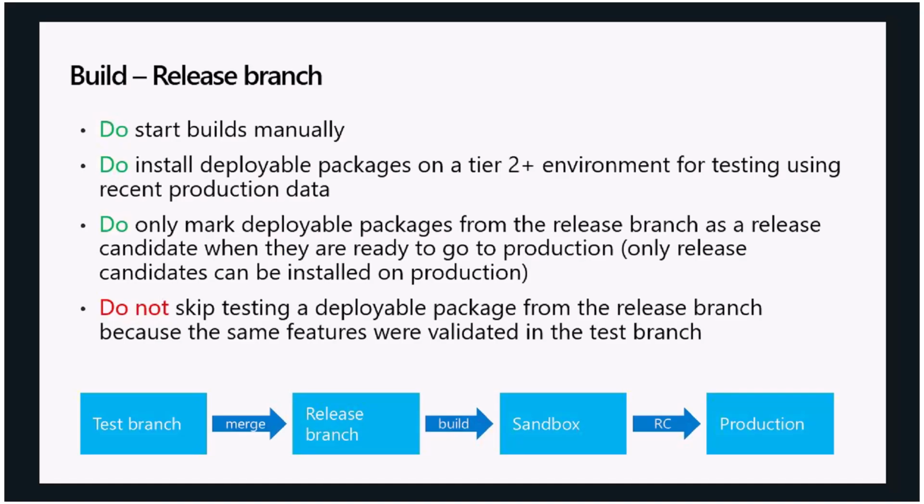The release branch is similar to the test branch. You merge manually, you start the builds manually, you deploy it on the Tier 2 for testing using production data, and only if it passes validation in the release branch do you mark it as a release candidate to go to production. And you do not skip testing the release branch deployable package because the same features were validated in a test branch. You revalidate on the release branch build.